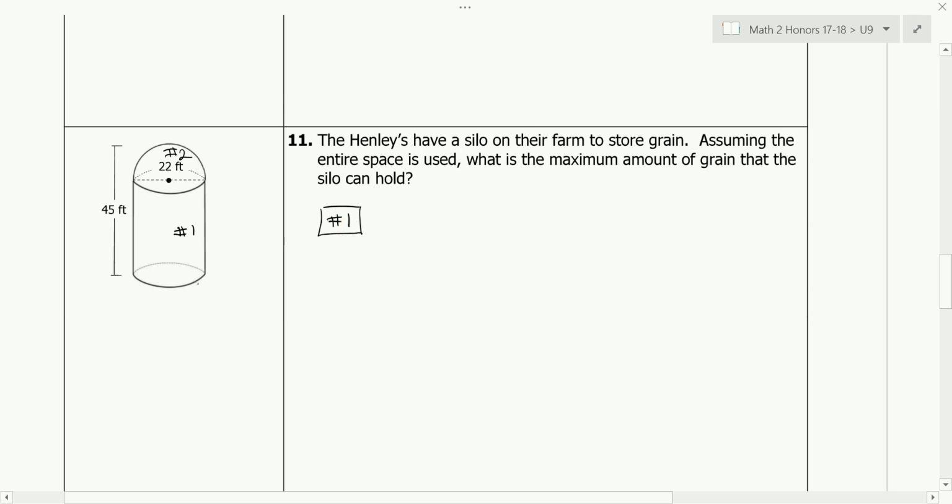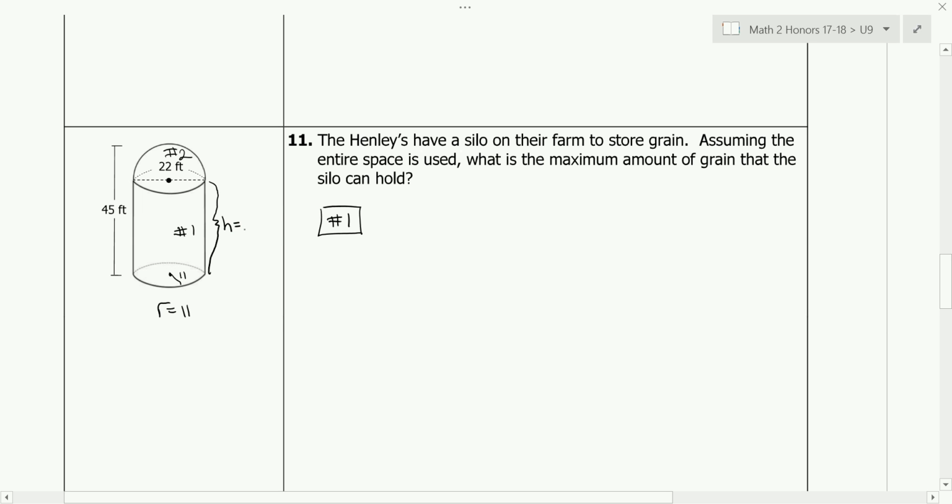How do I find the volume of that cylinder? What do I need to know? Radius. What's the radius going to be? 11. How do we know it's 11? Diameter up here at the top is 22, so radius is 11. So r is 11. And what else do we need to know? The height, which is this length right here, and that's not directly given to us. So we've got to figure out what the height is.